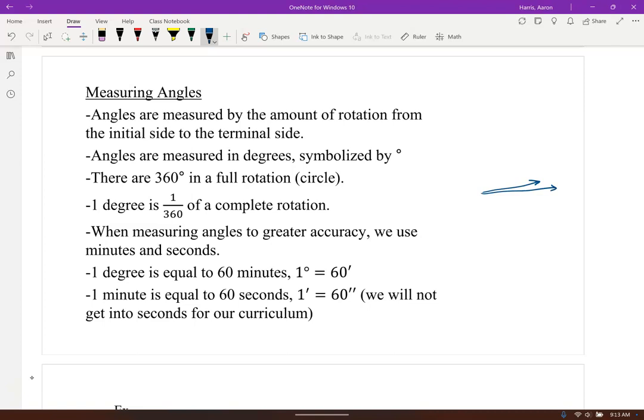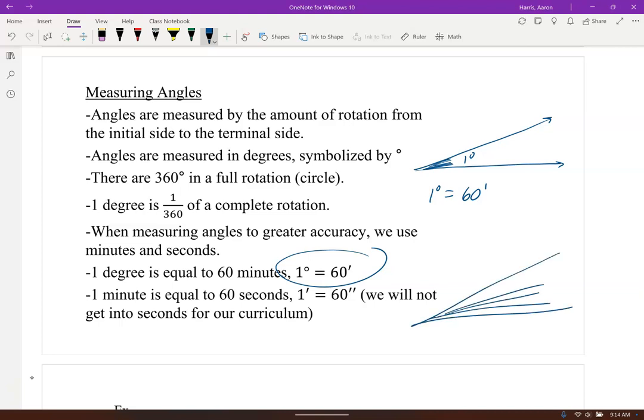Now, we can measure angles to greater accuracy. So if you have, let me blow up 1 degree. I zoomed in really, really big. Okay, I know this looks like a lot more than 1 degree. But 60 minutes makes up 1 degree. So if you were to cut this in 60 times, for every 1 degree, it's equivalent to 60 of those minutes. There's 60 of those cuts in there, if you will, that make up 1 degree.